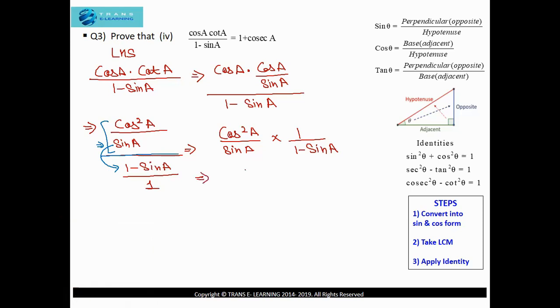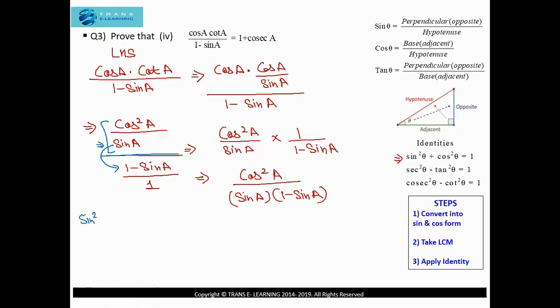So now we will get the expression as cos square A in the numerator, and in the denominator we have sine A into 1 minus sine A. Now it's time to look at the right hand side, what we want. We just want 1 plus cosecant A, and cosecant A is equal to 1 upon sine A. That means there is no requirement for the cos square A. So we can substitute the value of cos square A using the first identity, that is sine square theta plus cos square theta is equal to 1.